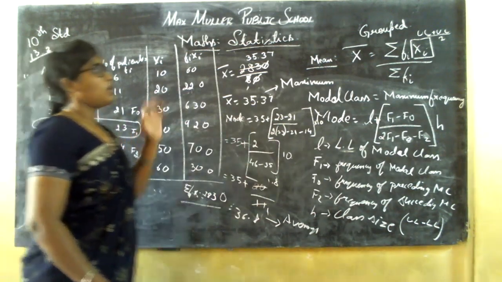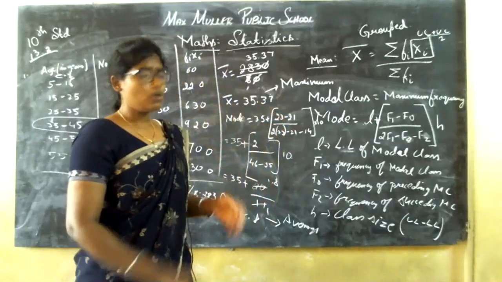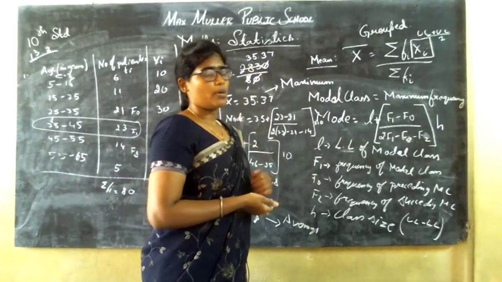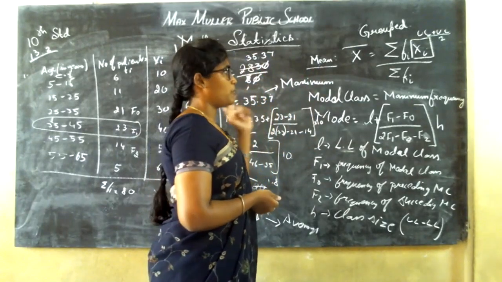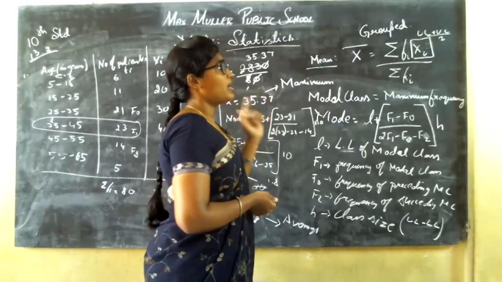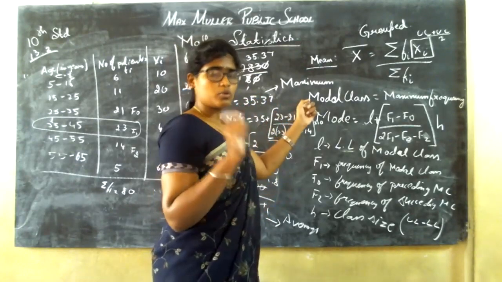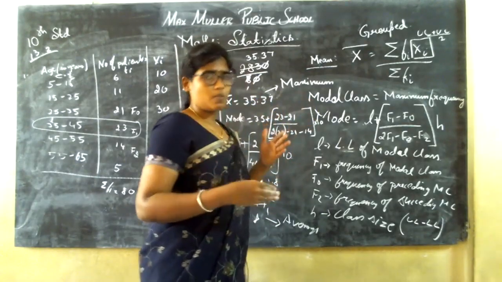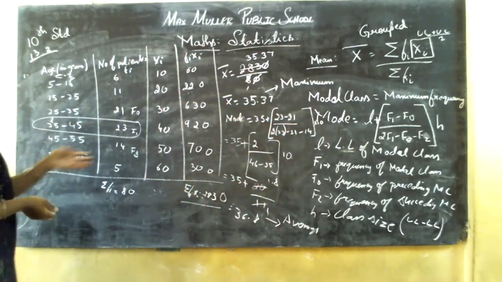So I think today's class on the mean and mode is clear for you. For the mean, there is only one method you are going to learn, the direct method. The direct method formula is x bar equals sigma fi xi divided by summation of fi. Then coming to the mode, here you are going to choose the maximum frequency, the largest number in the frequency distribution table.